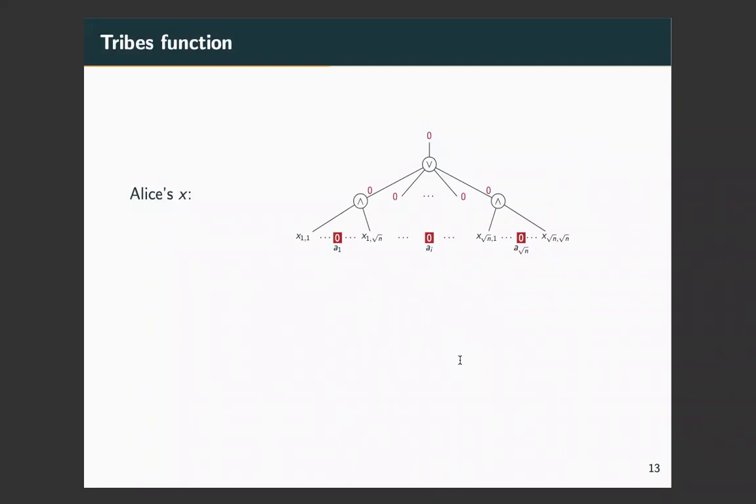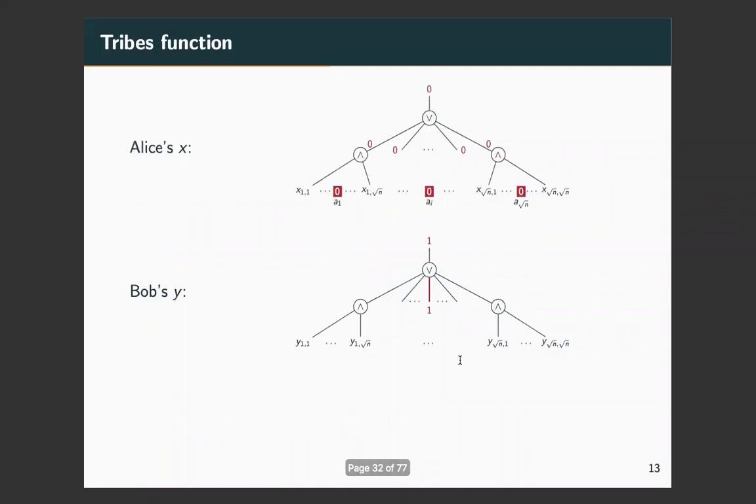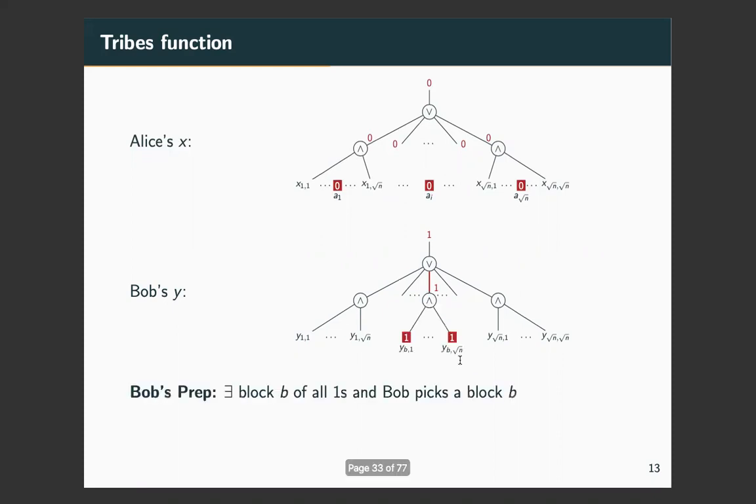Now, what does Bob's input look like? Bob has an input Y, which evaluates to 1. This means that there is an input bit to the OR function, which is 1. Since this input bit is the output of an AND function, the corresponding input block should be all ones. Thus, Bob has at least one block, which is only ones. Bob picks one such block and calls it B.